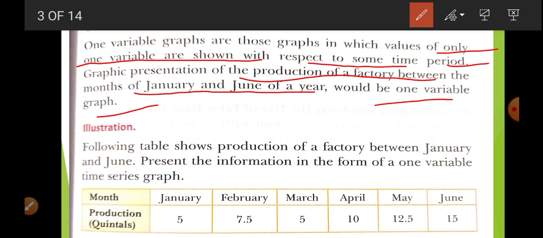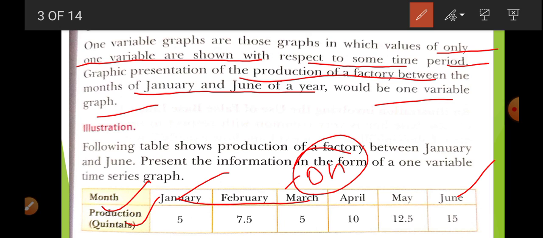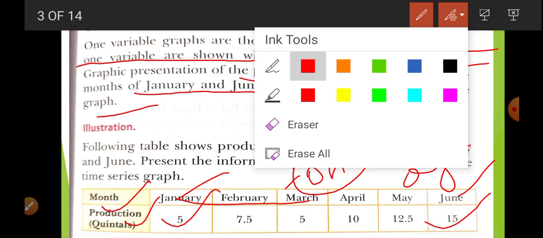one variable graph. So here you can see in this illustration that production is given in quintal from January to June. So we are going to represent these months on OX axis and this value on OY axis. So in this way, this will be a time series graph, yes, an arithmetic line graph.